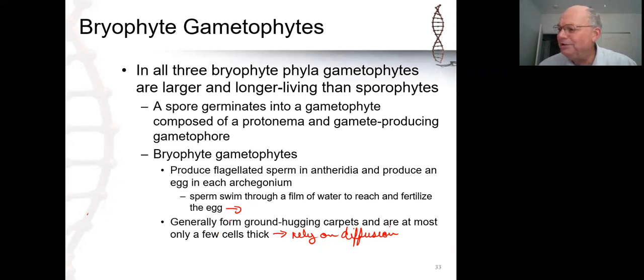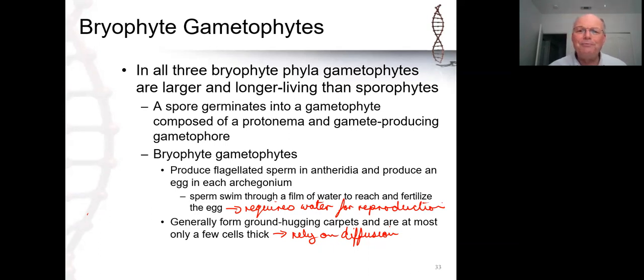And then, because they have a flagellated sperm, there's this requirement for water. They require water for reproduction so that the sperm can actually swim from the antheridium to the archegonium. So in the bryophytes, whether we're talking about hornworts, liverworts, or mosses, the archegonium and the antheridium are located on separate gametophytes.